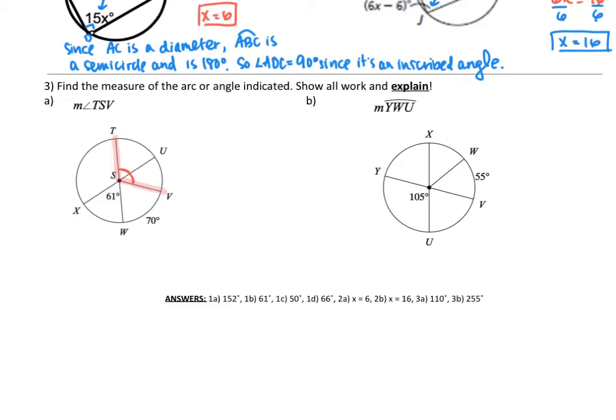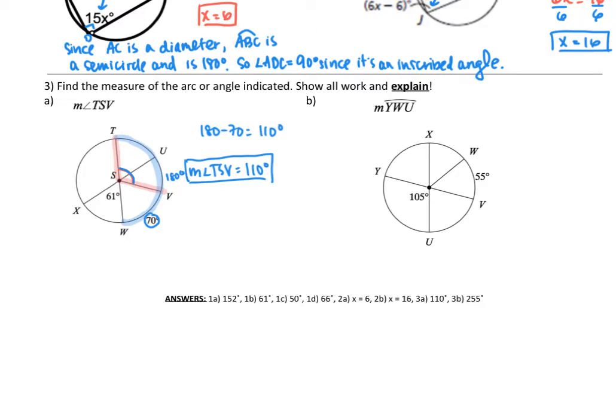But after looking at it again, I'm noticing that TW is a diameter, which means that this arc right here that I did in blue, that's 180 degrees. Well, if I'm just looking for this piece, and I know that this piece is 70 degrees, I could just do 180 minus 70, and that's 110 degrees. So the measure of angle TSV is 110 degrees. The other way you could do it, which is a little bit of a longer way, is to use the fact that these are vertical angles, and then solve for all the missing parts and then add them together, but I think that that's a little bit easier.